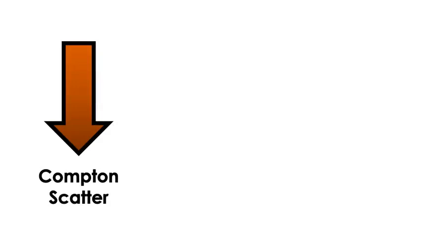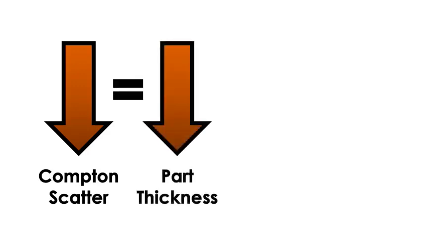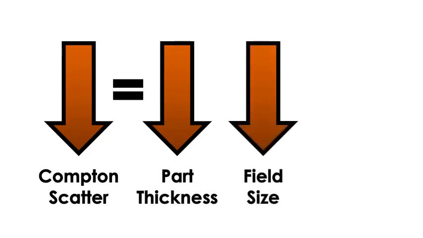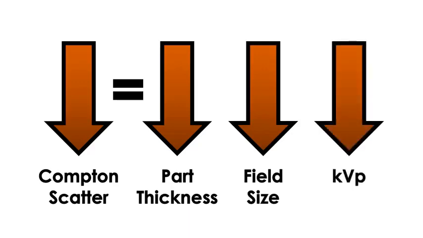So how can we reduce the amount of Compton scatter? Consider these factors. We could decrease the part thickness. We do this by compressing the patient if possible. We would also want to use the smallest field size or the most collimation possible. And last of all, when we can, we'd want to use a lower kVp. All of these factors together decrease the amount of Compton scatter taking place. Obviously, this is the ideal, but sometimes this isn't possible.